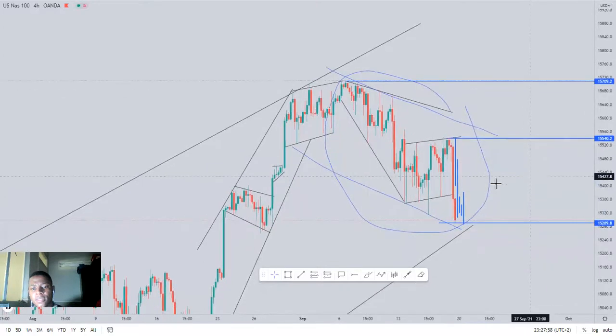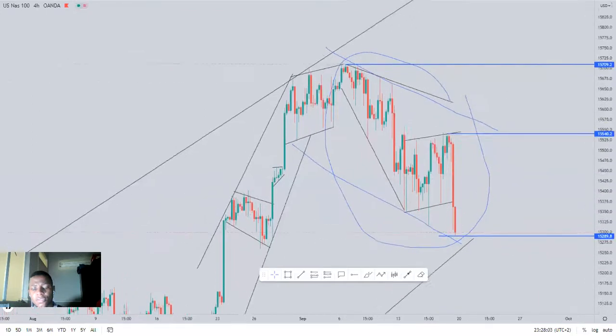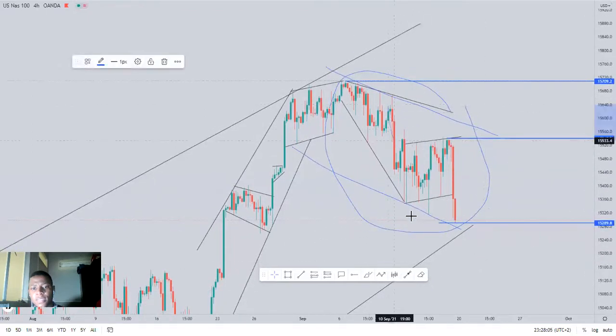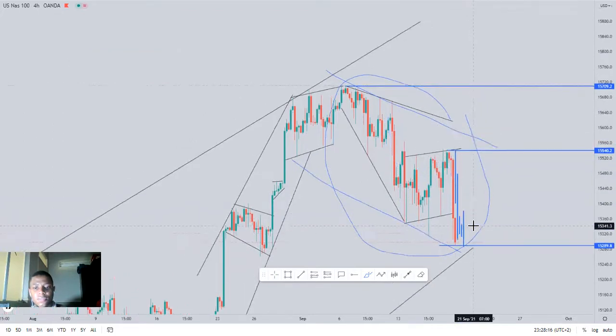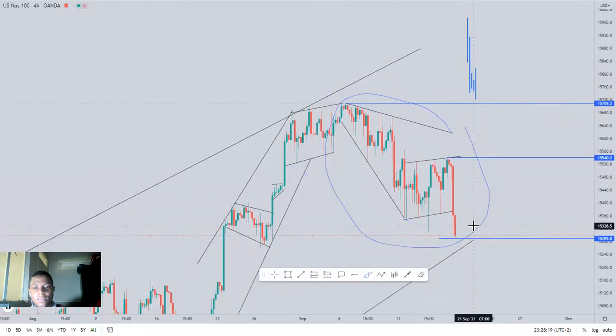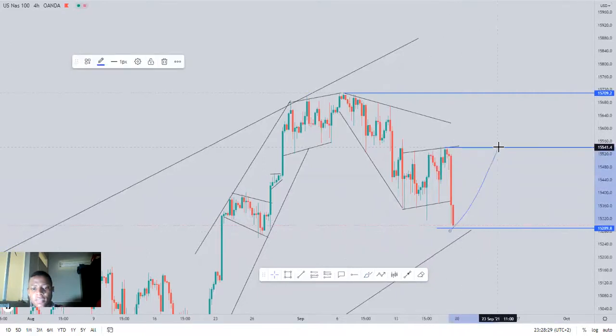Okay, so as you can see, the market completed this. This downward movement was completed. We got our impulse move, correction, and then we got another impulse move. So what now? I think as of this moment, it still makes sense to say that it is probable that the market will reverse.